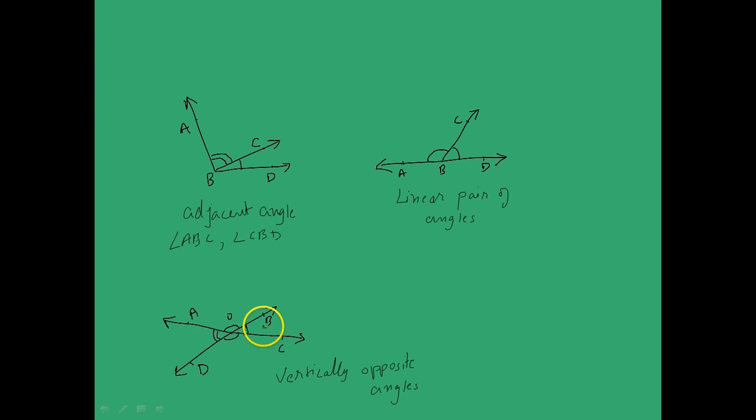In this case, vertically opposite angles are defined as the ones which are obviously vertically opposite to each other. And so therefore, in this case, angle AOD and angle BOC are a set of vertically opposite angles, as well as angle AOB and angle COD. This is a set of vertically opposite angles, and this is another set of vertically opposite angles.